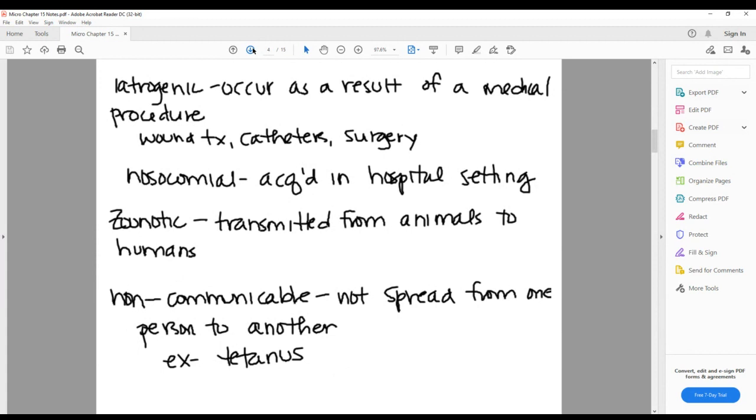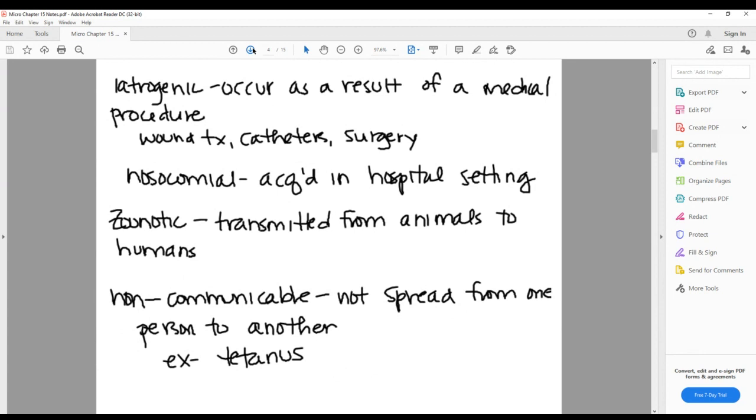An iatrogenic infection occurs as a result of a medical procedure. So this can be in treating a wound. This can be inserting a catheter. It can be due to surgery. Zoonotic diseases, we'll talk a lot about these. These are transmitted from animals to humans. And animals, keep in mind, doesn't just mean a dog or a cat that you got bit or scratched by. Animals also include flies, ticks, and mosquitoes.